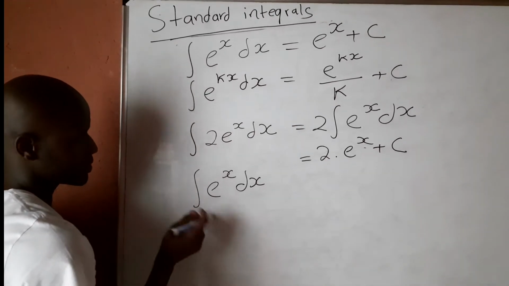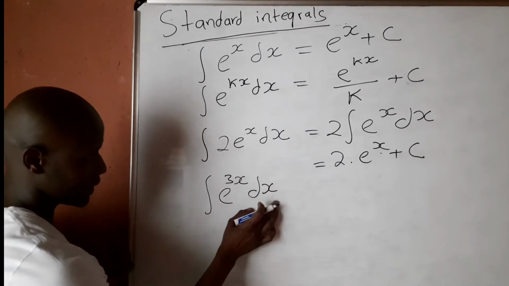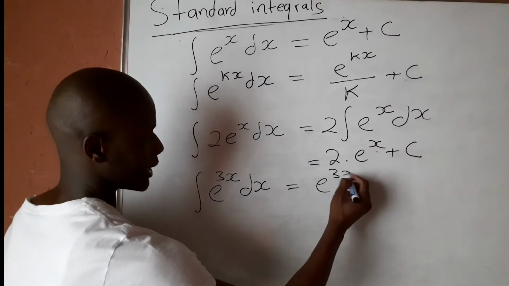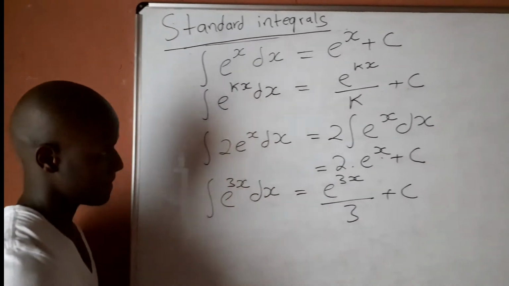I'm sorry guys, they will say integrate e to the power 3x dx, which is going to be e to the power 3x over 3 plus c.